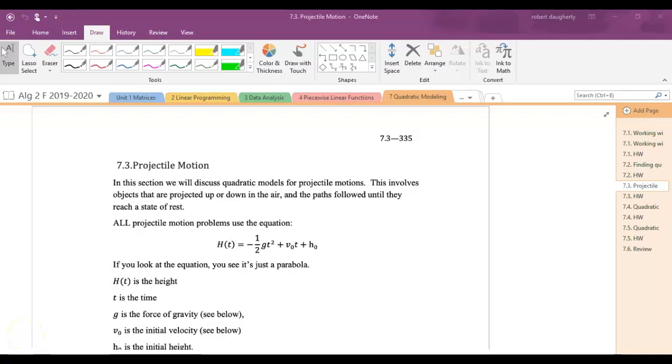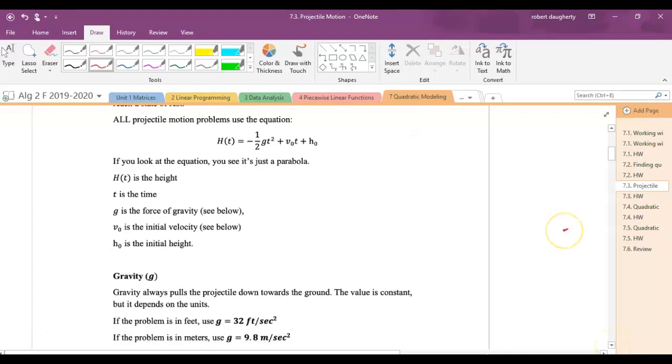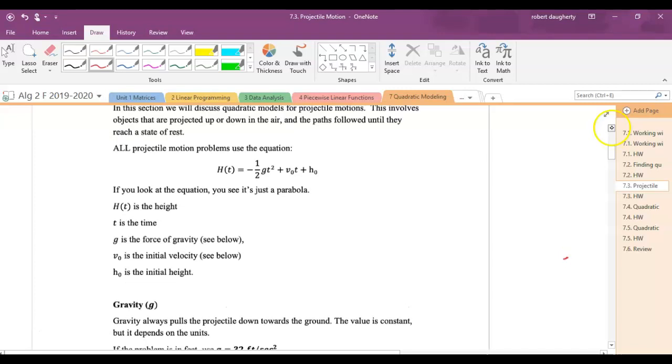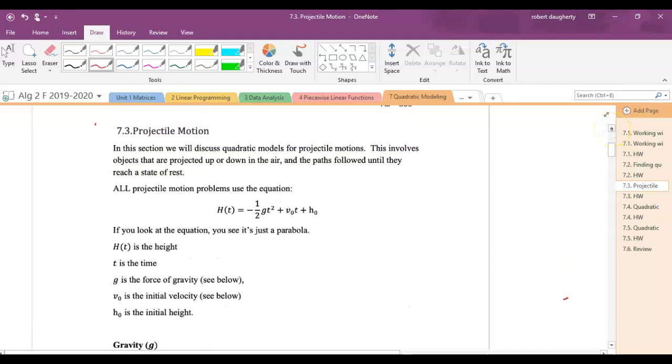So this topic today, we're dealing with parabolas, as we have been doing for quite some time here. A specific application is projectile motion. So something gets thrown. That's all that really means. Okay, projectile motion. You can see this is the equation of a parabola. Does that parabola open up or down?